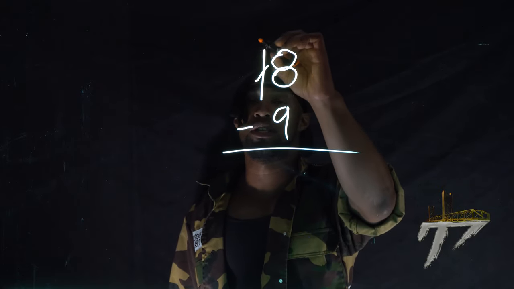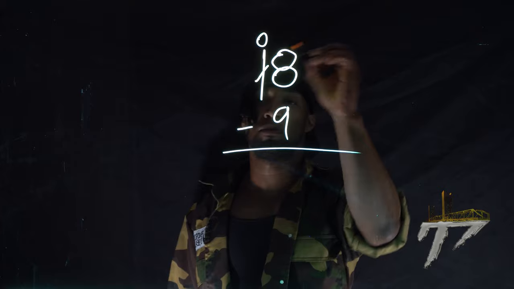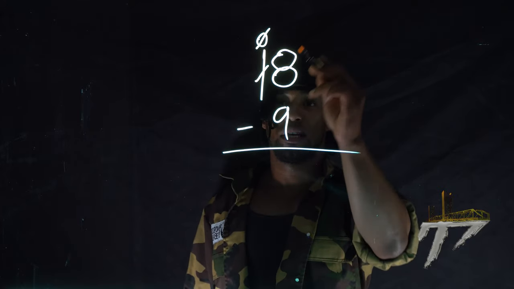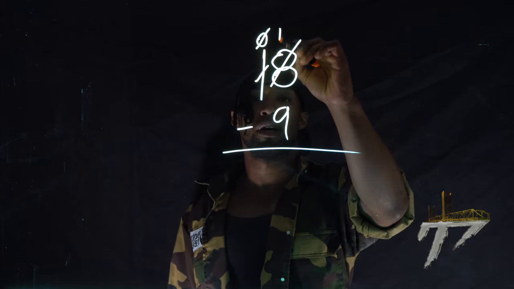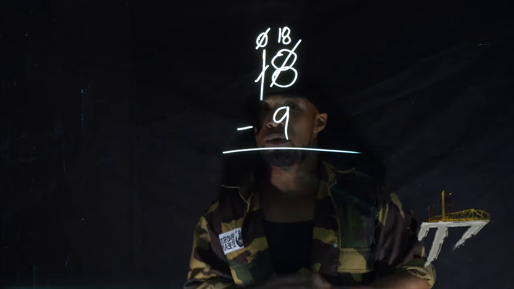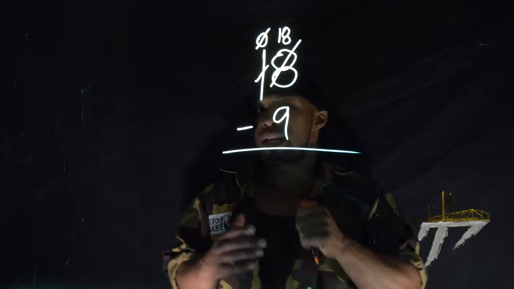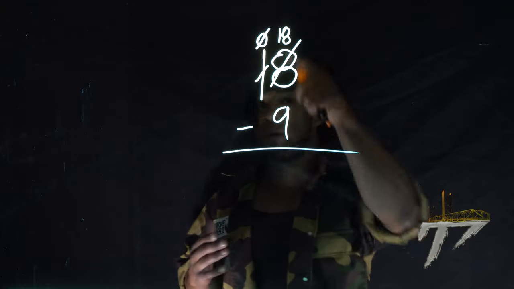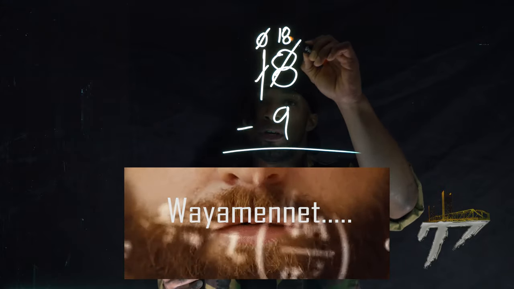Bam. So the 1 don't exist. 1's a 0. Right? It's a 0. Then the 8 becomes 18. Right? So all you gotta do is subtract it. But when you subtract it, you can't take 9 away from 8 again. So the 8 borrows from the 1, and then you end up with, you know what I'm saying?